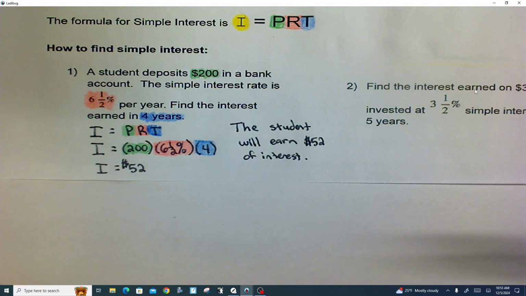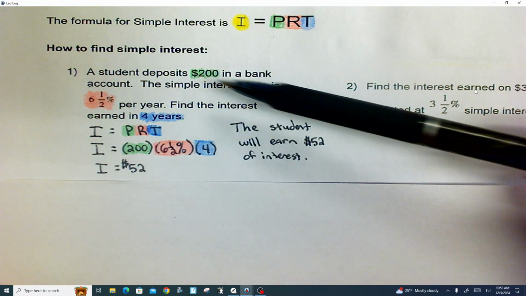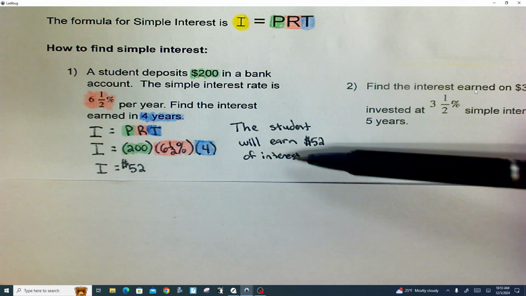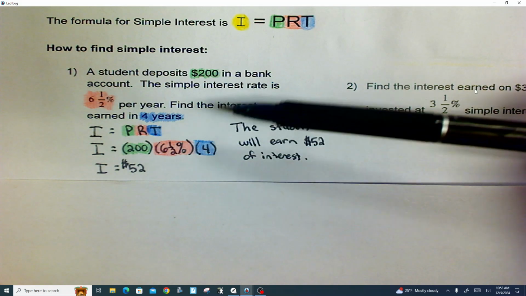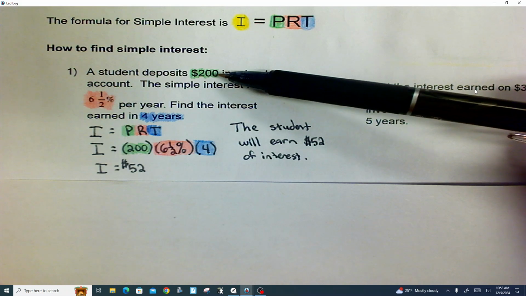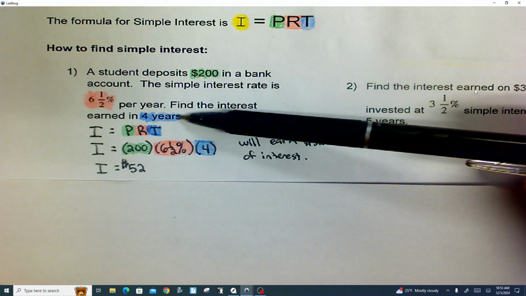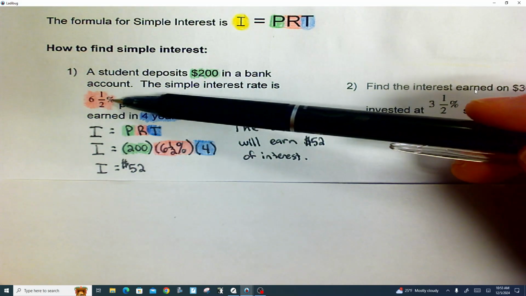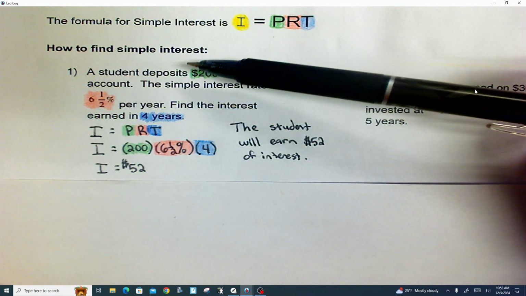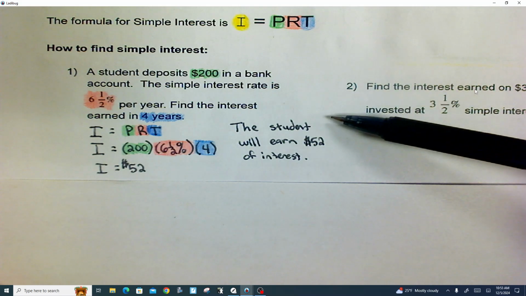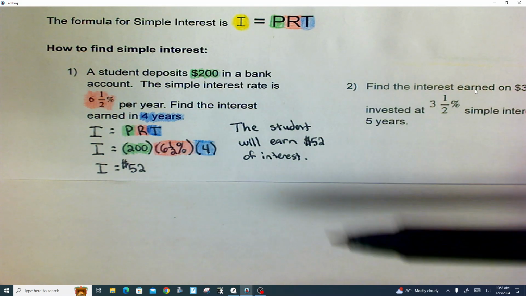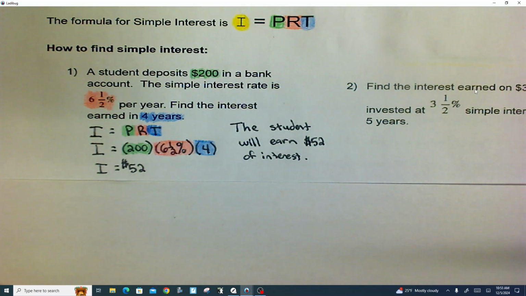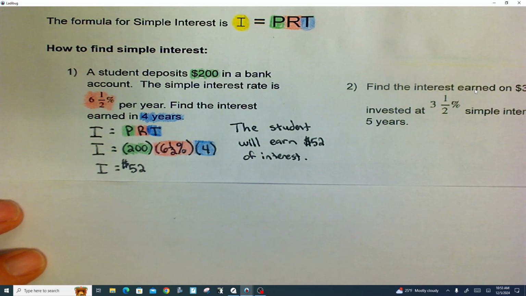And since the student is depositing this money, he's investing it, so he gets this money. Now, if it was a slightly different scenario and they said the student needed to borrow $200 and he promised to pay it back in 4 years, but he was paying 6.5% interest, he would pay back all the $200, and then he'd also be paying back $52 on top of it. It would be paying interest. So again, it just depends on the scenario. Go try number 2 and see if you can get this one correct.